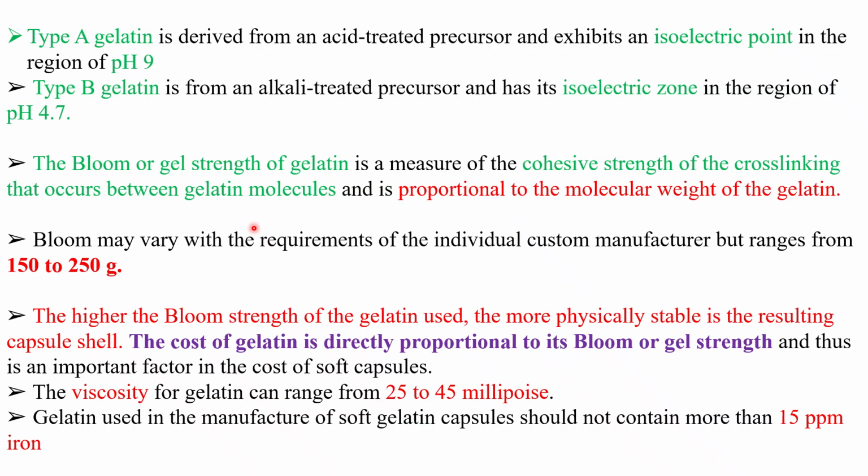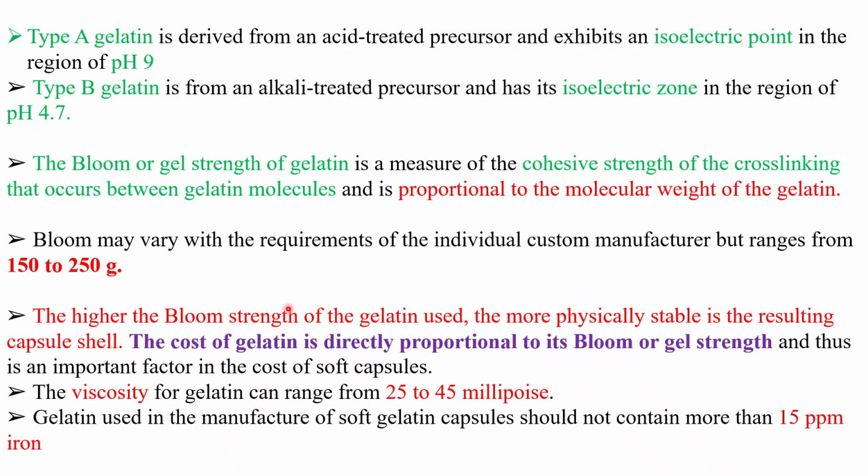If there is more Bloom strength, then it will be more costly. The cost of the gelatin is directly proportional to Bloom strength. More Bloom strength means more steps are needed to get pure gelatin with larger chains. That's why it's more costly. Usually, the Bloom strength of the gelatin we use during preparation of capsules is in the range of 150 to 250 gram. This point you have to remember, 150 to 250 gram. Okay, now.